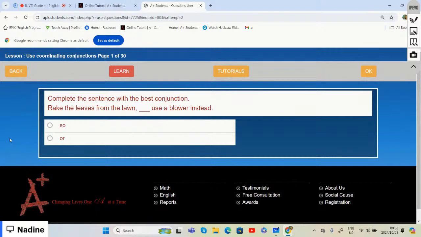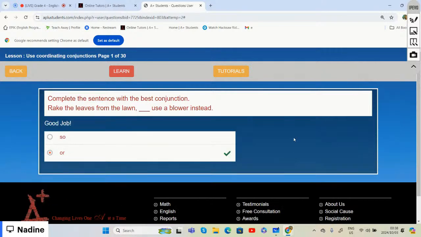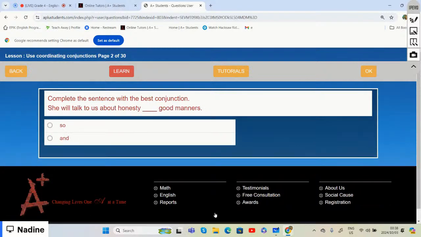All right. So we need to either rake the leaves from the lawn or, yes, well done. Option two, or use a blower instead. We can't say so. Or is like a choice that you have. It's either you need to rake it or you need to use the blower. One of those two. The next one says, she will talk to us about honesty. So, good manners. Or do we say, she will talk to us about honesty and good manners?